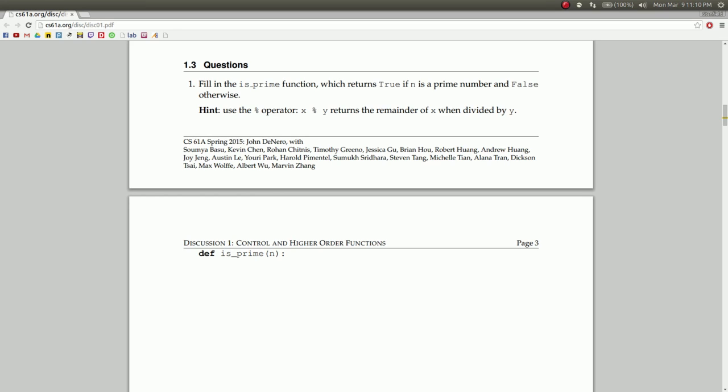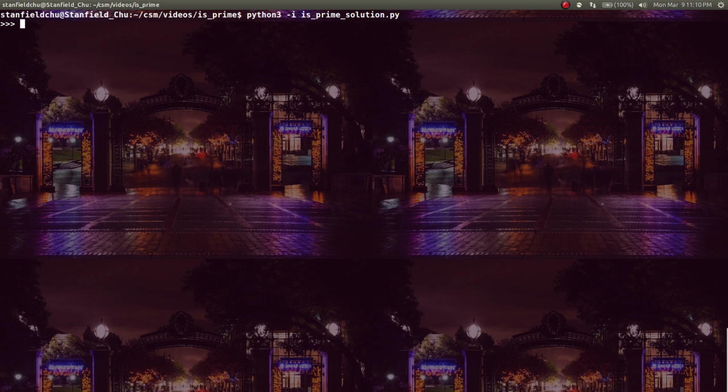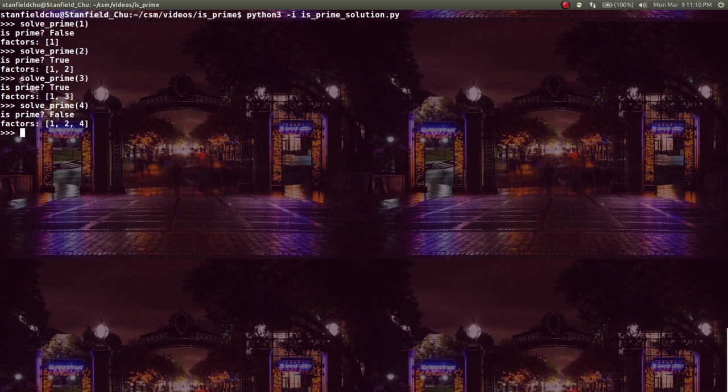Okay, so now that we know the definition of a prime number, how do we use that to figure out our function? How can we tell whether or not a number is prime? Well, I implemented some functions over here to try to flesh that out for us. The function is called solve prime. If I do solve prime, it will tell me whether or not the number is prime and what the factors are. So if I do solve prime of 2, solve prime of 3, solve prime of 4, 9, solve prime of 10.